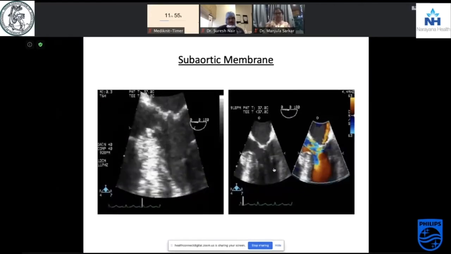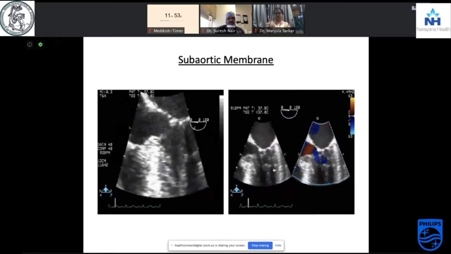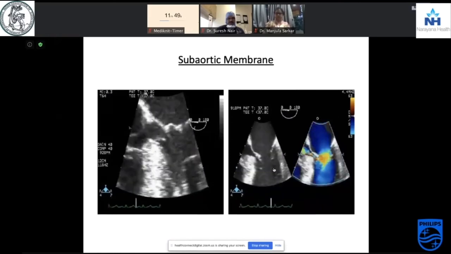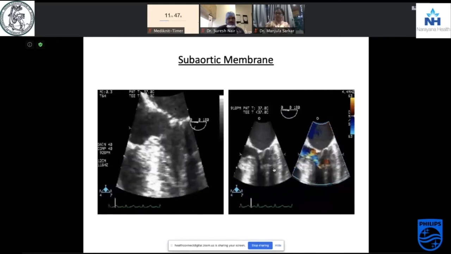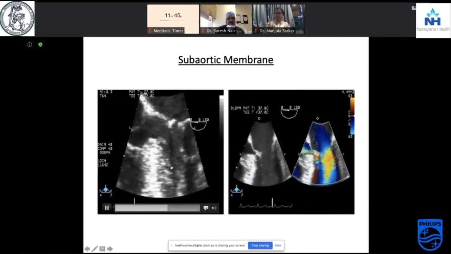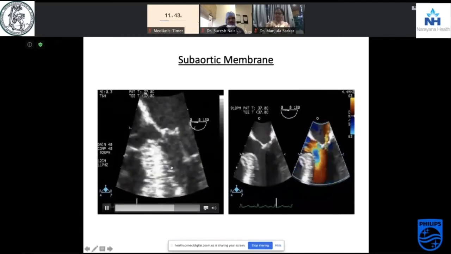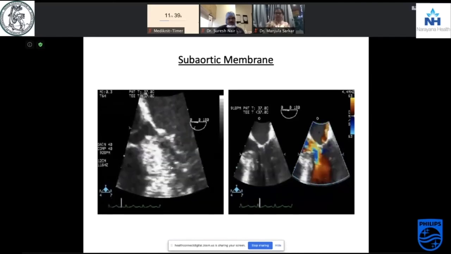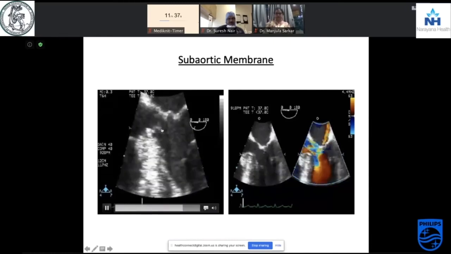And there are other causes, as I mentioned earlier. Here is a fixed cause, an example of subaortic stenosis. We have a subaortic membrane here. On the left-hand side, this is a zoomed view of the mid-esophageal five-chamber view. There is a small membrane at the LVOT.